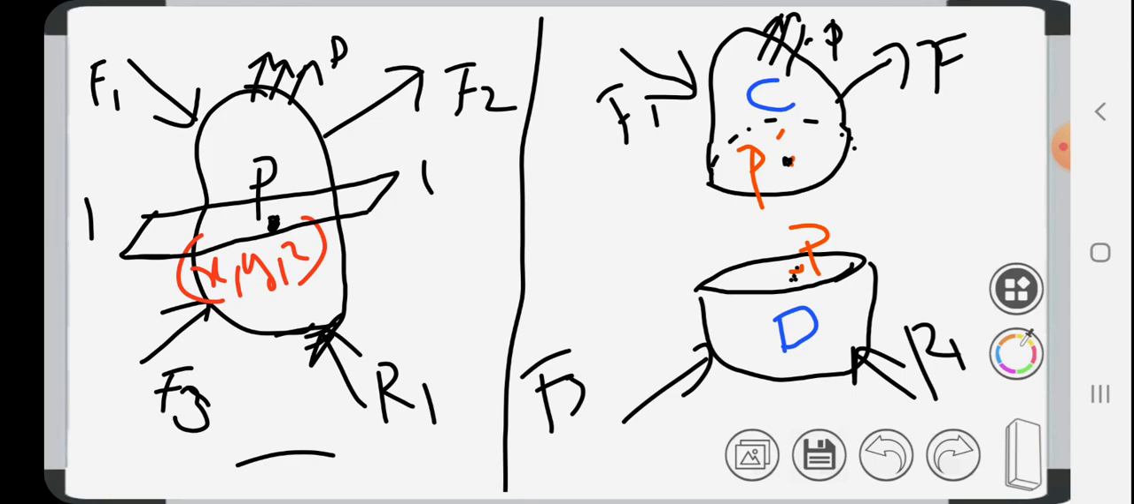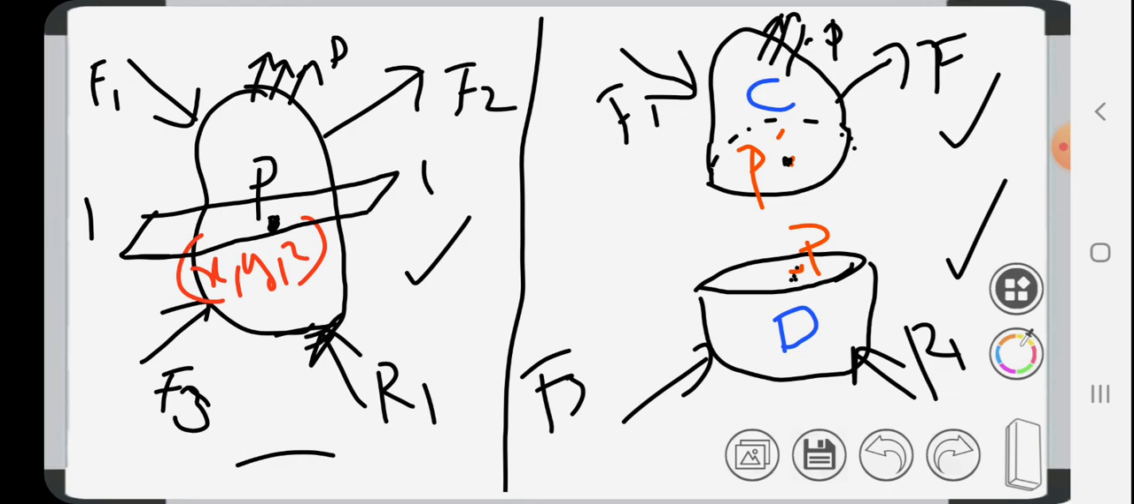So P be a point inside the body with coordinates x, y, z. Let the body be cut into two parts C and D by a plane 1 1 passing through point P. If we consider the free body diagrams of C and D, then each part should be in equilibrium. Initially this whole body was in equilibrium, so even if we cut this body into two sections C and D, each part should be in equilibrium under the action of externally applied forces.